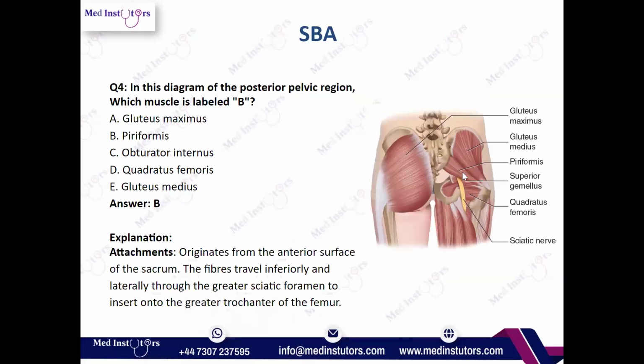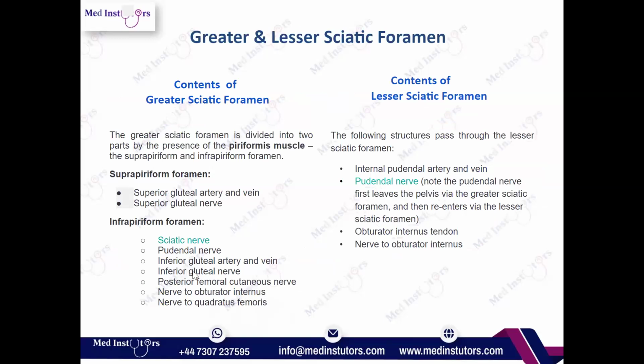Again, let me show you the sciatic nerve. It is very obvious, it is passing below the piriformis muscle through the infrapiriform foramen, and it is a content of the greater sciatic foramen. Then we have the pudendal nerve, inferior gluteal artery, inferior gluteal nerve, posterior femoral cutaneous nerve of thigh, nerve to obturator internus, nerve to quadratus femoris.